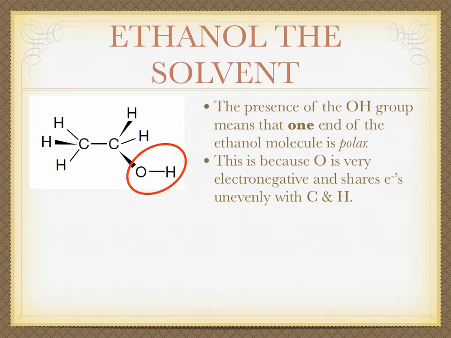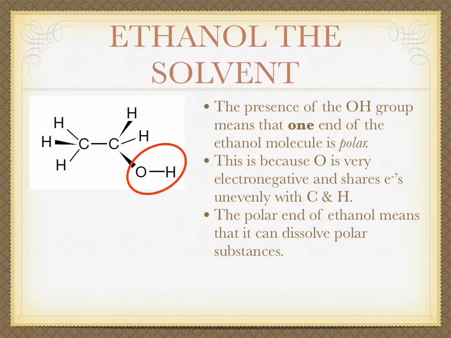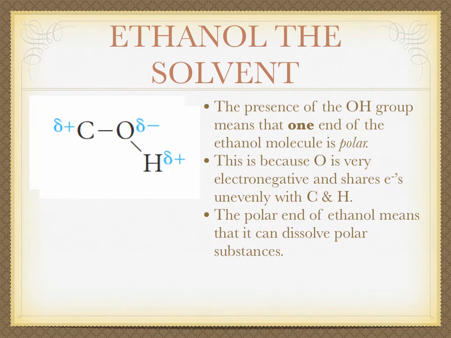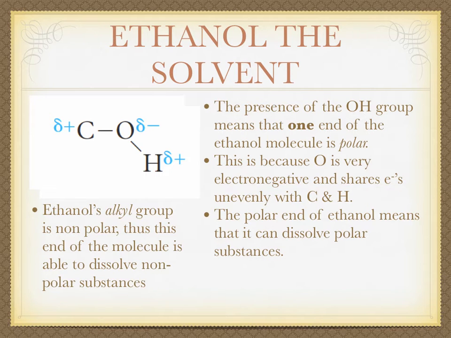Why? Well, the oxygen is incredibly electronegative, so it unevenly shares the electrons with both the carbon and the hydrogen that it's attached to. So the polar end of ethanol means that it can dissolve polar substances, because like dissolves like. There's a representation of the polarity. A zoom in, you have a relative positive charge on the hydrogen and the carbon, and a relative negative on the centralized oxygen. Ethanol's alkyl group, however, the tail, the methyl end of the ethanol molecule, is nonpolar.